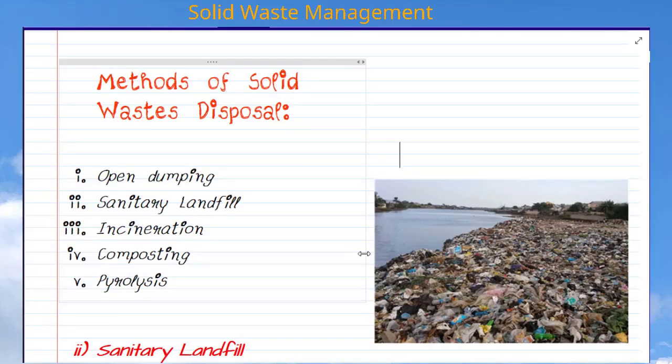Today we'll discuss the methods of solid waste disposal. Whenever we talk about methods of solid waste disposal, we actually mean municipal solid waste. Municipal solid waste consists of household waste, construction and demolition debris, sanitation residue, and waste from the streets. The garbage is generated mainly from residential and commercial complexes. So let us discuss the disposal methods available for municipal solid waste.